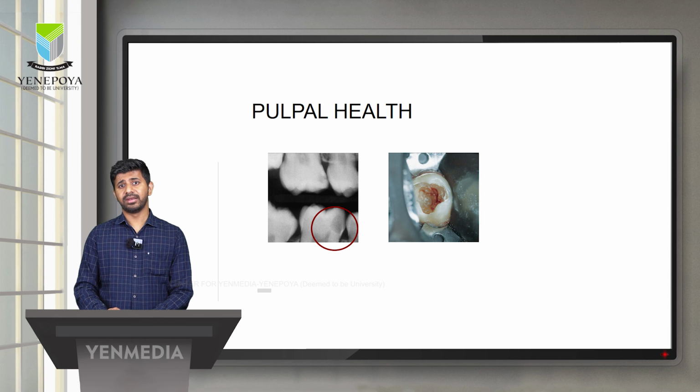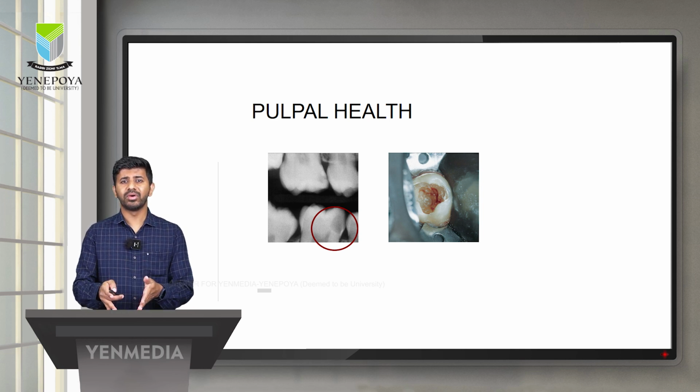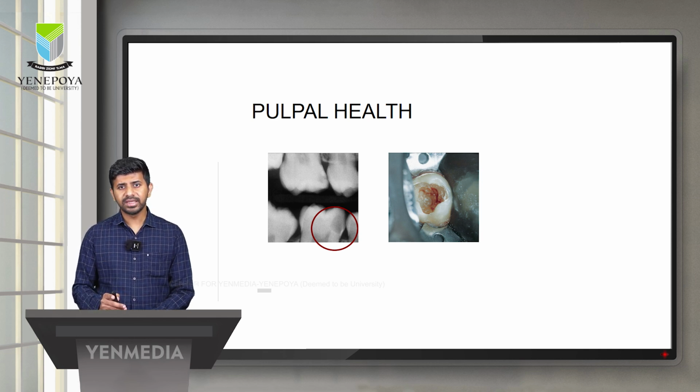So pulpal health. We spoke to you about the crown and the root. Now we are going to speak about the biological aspects of the crown, that is the pulpal health. Pulpal health is very important whenever we think about a tooth we use for abutment selection. A healthy tooth is always better, because whenever there is a pulp, there is blood supply, there is nutrition, there is calcium, etc., which makes the tooth comparatively stronger.